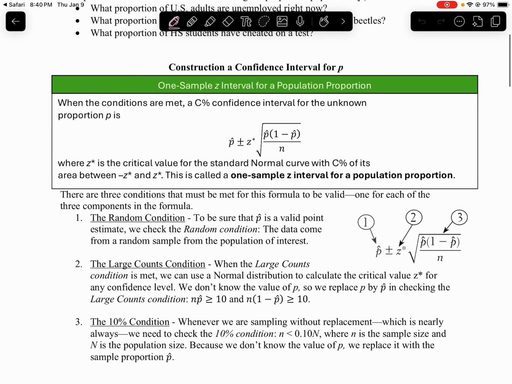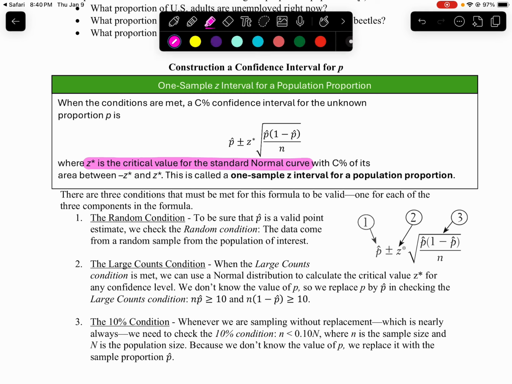I told you we were going to come back to what that z star is. Z star is the critical value for the standard normal curve. So z star is primarily just our critical value, and we're going to find how to find that value in a little bit. It says with C% of its area between negative z star and positive z star. This is called the one sample z interval for our population proportion.